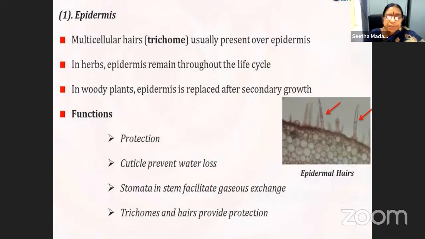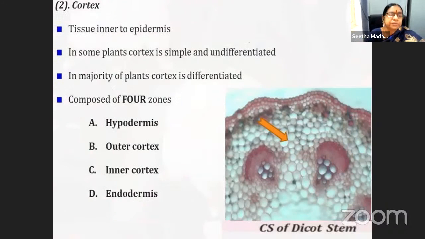And trichomes and hairs provide protection. In what way do they provide it? They protect the plant. All herbivorous animals eat these soft stemmed plants, herbs. So in order to protect themselves, these trichomes protect the plant from being eaten away by the herbivorous animals.